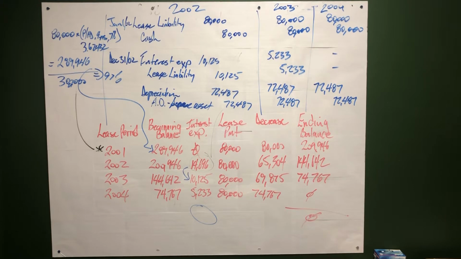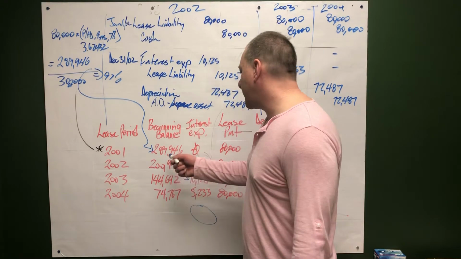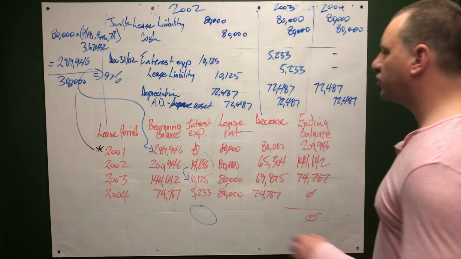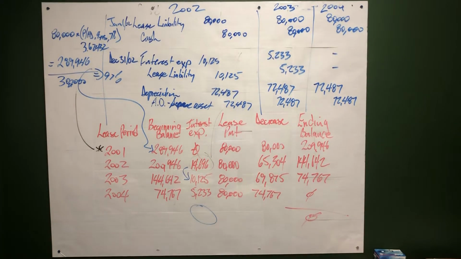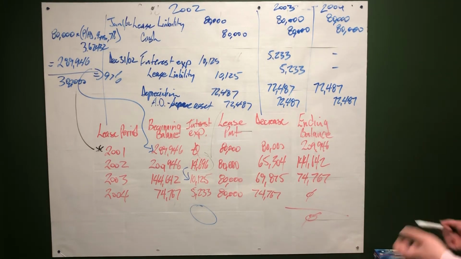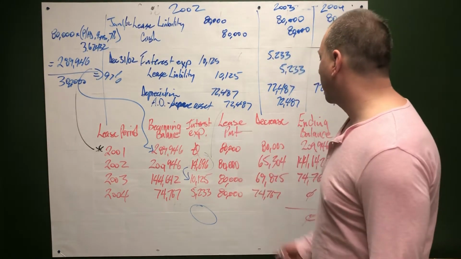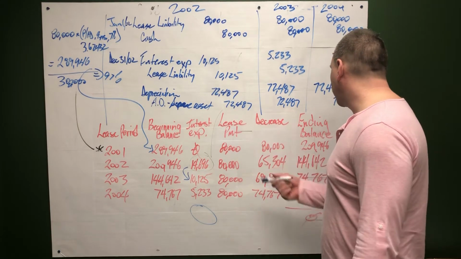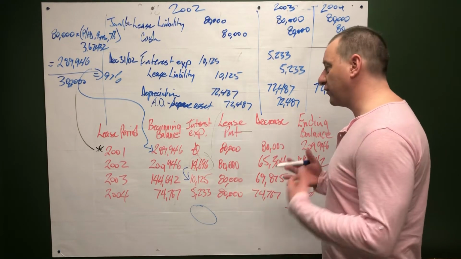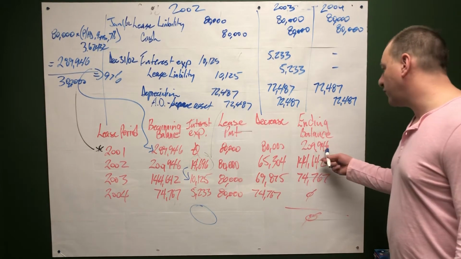So we start with year one. Our beginning balance is $289,946. Now there's no interest in that first year on our table. Why? Because we made the payment at the beginning of the year. So our lease payment is $80,000, which is a decrease in the ending balance of $80,000 because there was no interest applied. So your ending balance at the end of year one is $209,946.